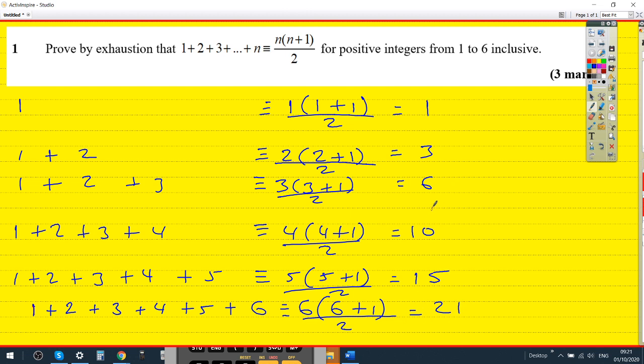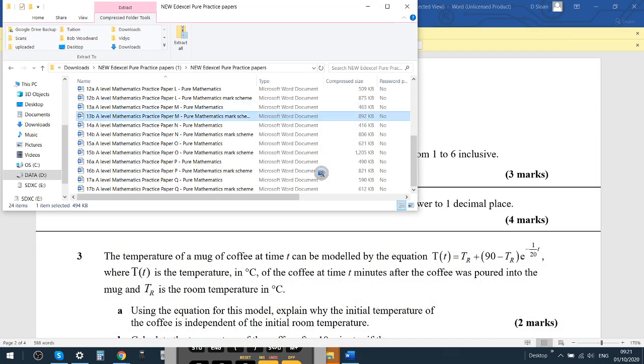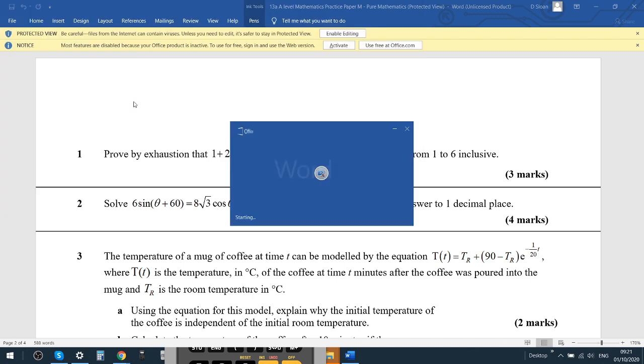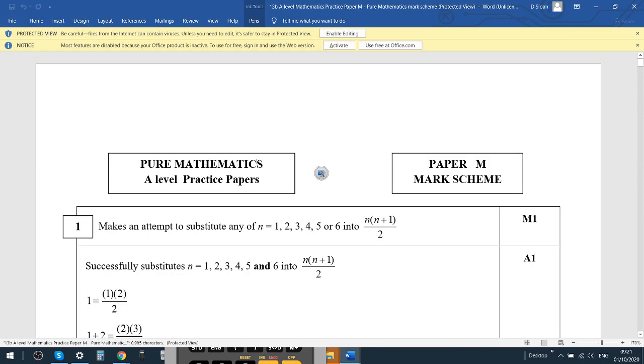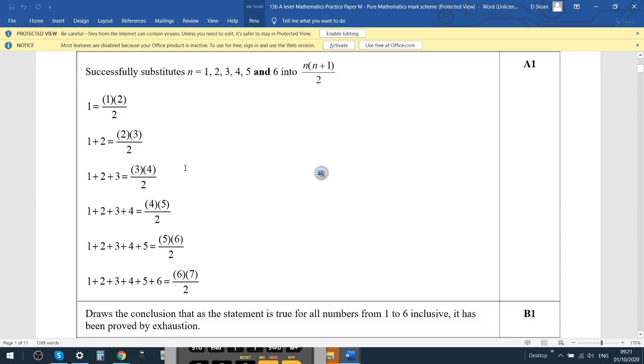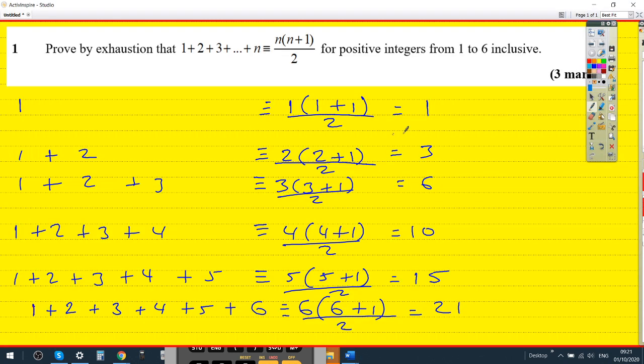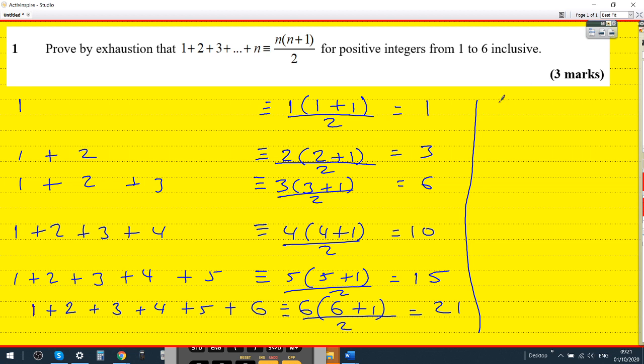I think this is the triangular numbers. I think that's it. Let's just see, because there doesn't seem to be a statement to say therefore at the end. Is this it? 13b. Makes an attempt to substitute any. Successfully substitutes into that. Draws the conclusion that as the statement is true for all numbers, it has. So we have to just say something like, therefore, it's been proven by exhaustion. Yeah, something like that.